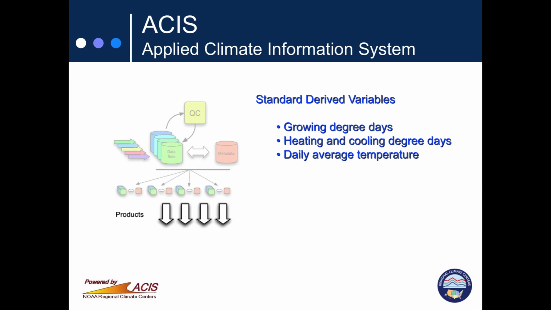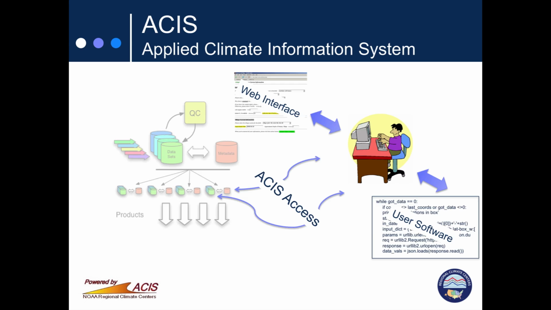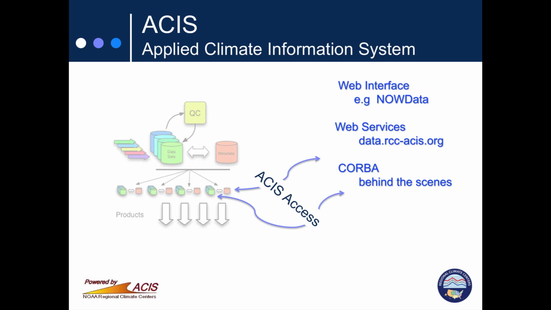A number of commonly used climate variables are derived rather than directly measured. ACIS provides direct access to parameters such as growing, heating, and cooling degree days and daily average temperature. So, how might you as a user access ACIS? There are 3 main methods of ACIS access.